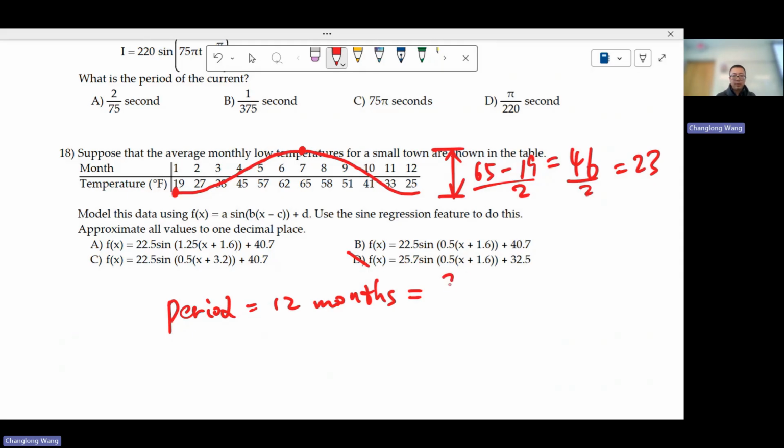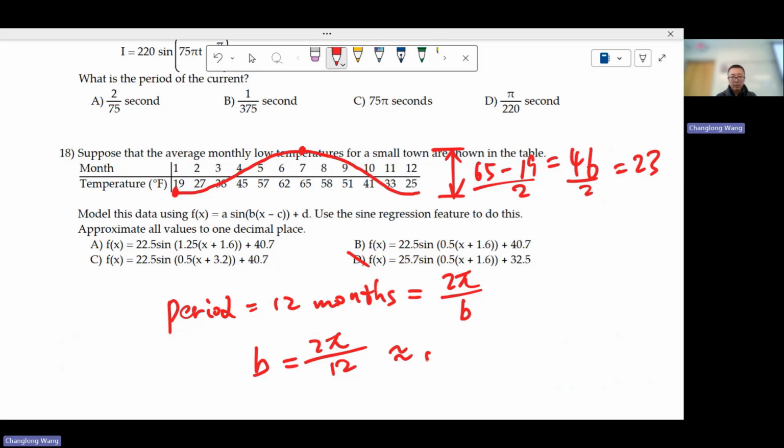The formula is 2 pi over the b, right? Or in this case, they're using lowercase b for some reason. You're solving for the b, right? Make sure you do the algebra correctly. 2 pi divided by 12, right? So it'll be roughly, I'll tell you how much that is. 2 times 3.14.